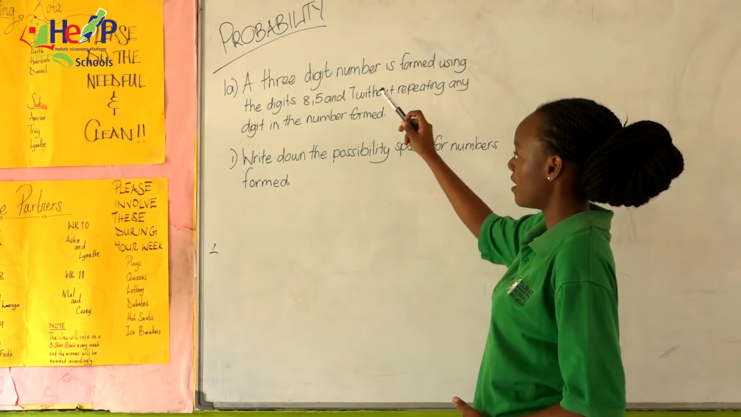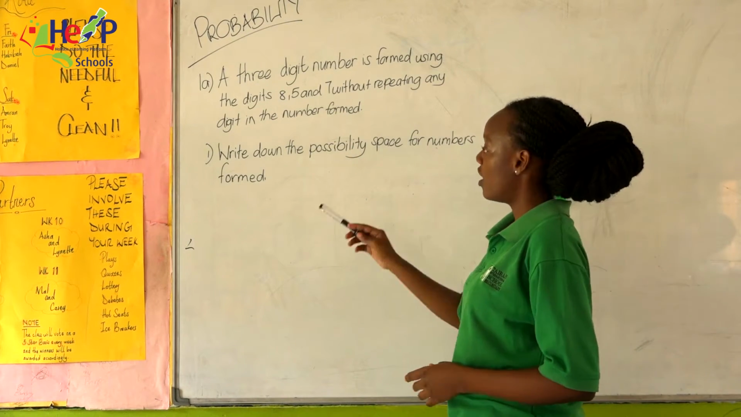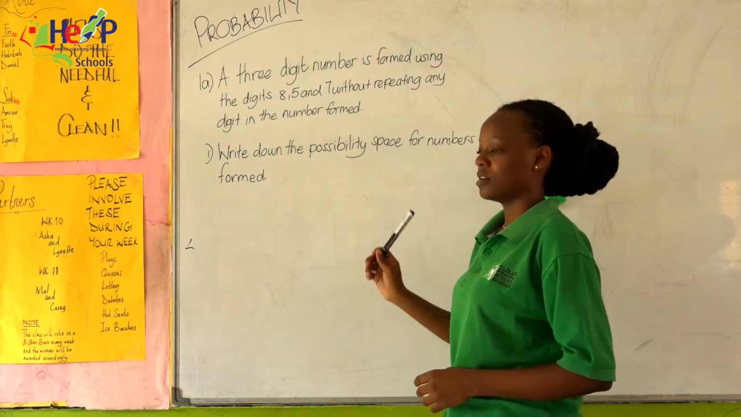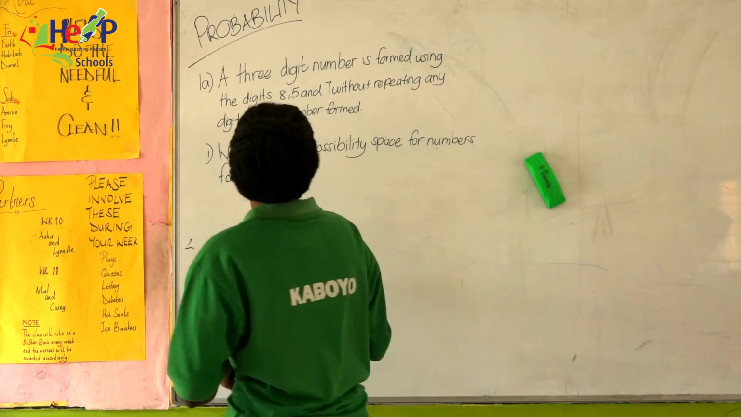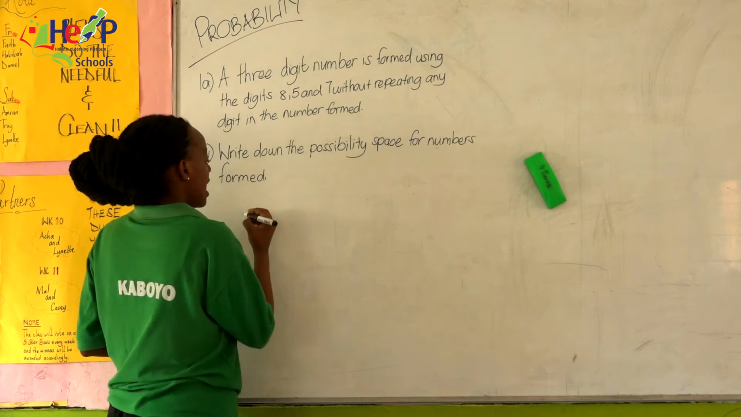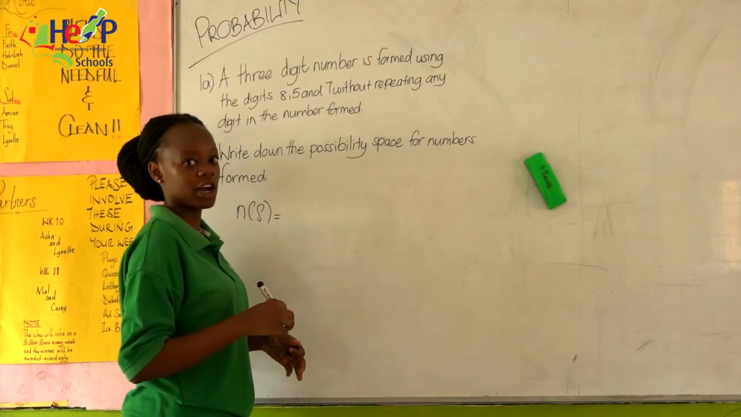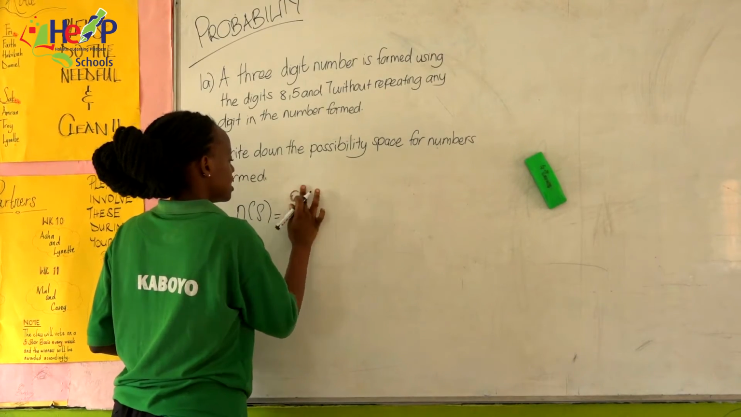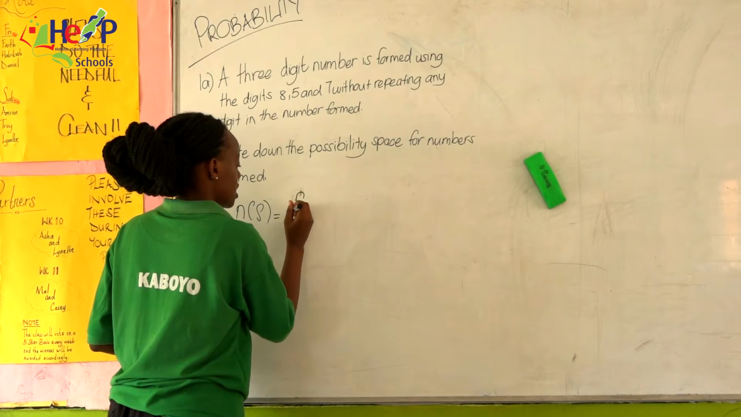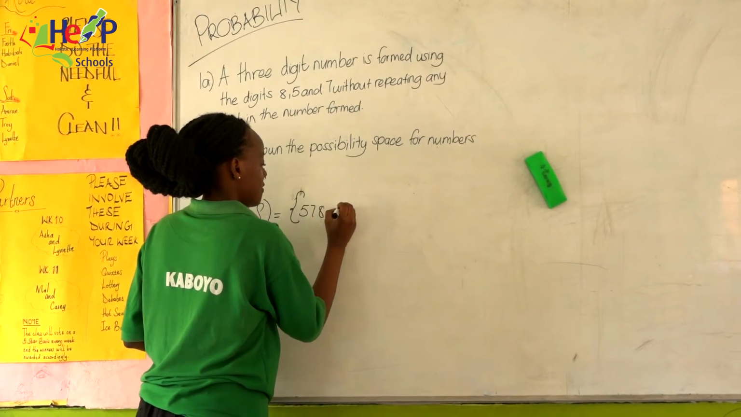you get your values. Forming numbers from the digits 8, 5, and 7 without repeating any digit in the number formed, write down the possibility space for numbers formed. So we're going to start by listing down the sample space, and we do this by listing our numbers in ascending order. Since they told us our numbers are 5, 7, and 8, we start with 5: 5, 7, 8, and 5, 8, 7.